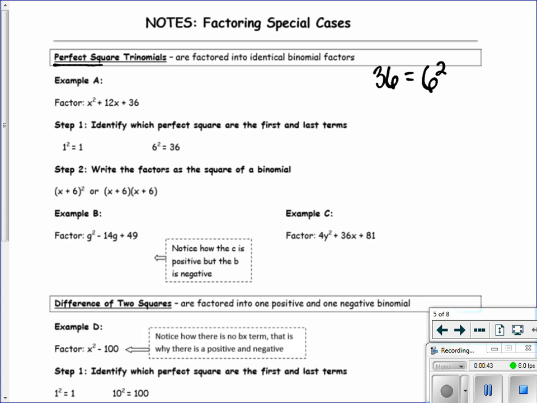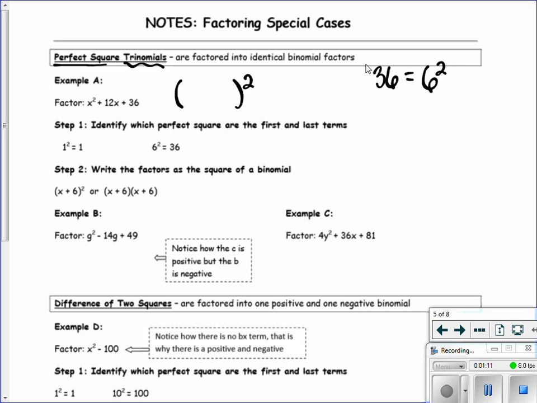So a perfect square trinomial means, what does trinomial mean? 3. It has 3 terms. So it means you're starting with a trinomial, something with 3 terms, but it can be rewritten as something squared. Now there's ways to tell if something is going to be a perfect square trinomial, and that's what we're going to go over today. So we're factoring this problem. You just don't have to use the box or anything for it.